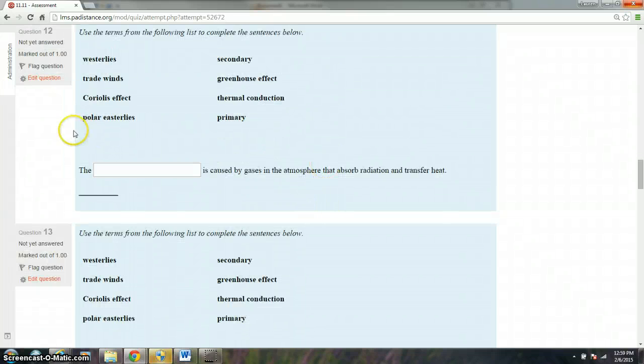Question 12. The blank is caused by gases in the atmosphere that absorb radiation and transfer heat. Your terms are westerlies, trade winds, Coriolis effect, polar easterlies, secondary, greenhouse effect, thermal conduction, primary. The blank is caused by gases in the atmosphere that absorb radiation and transfer heat.